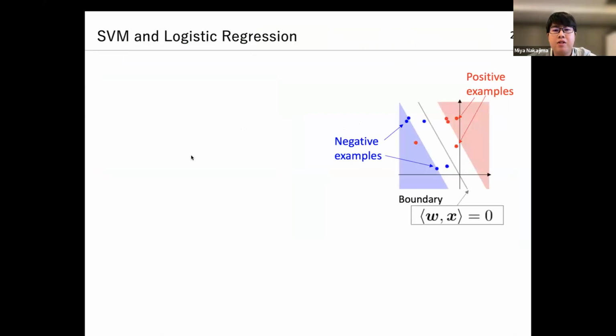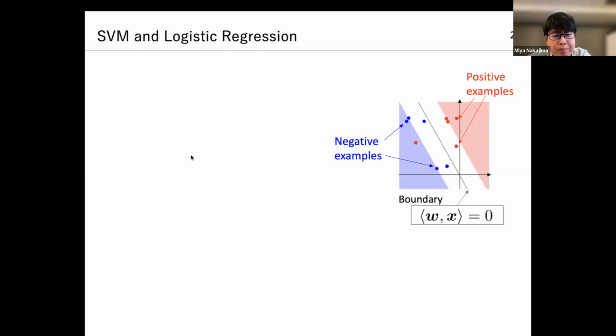In support vector machines, we construct a linear decision boundary. The area is referred to as a margin. On the boundary, the prediction score, which is the inner product of the model parameter W and the feature X, is 0. At the edge of the margin on the positive sample side, the prediction score is +1. And then at the edge of the margin on the negative sample side, the prediction score is -1.